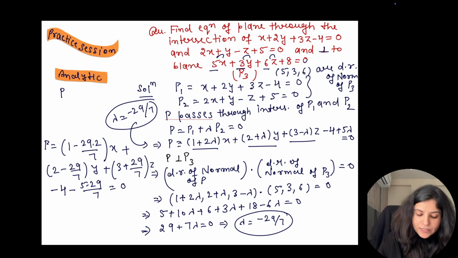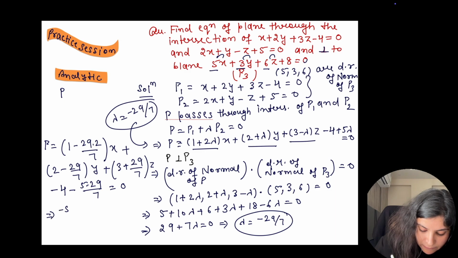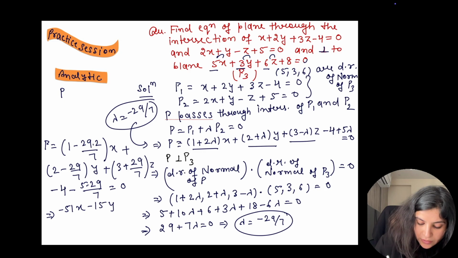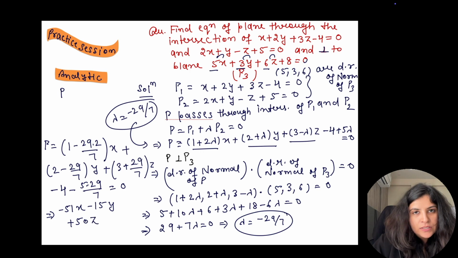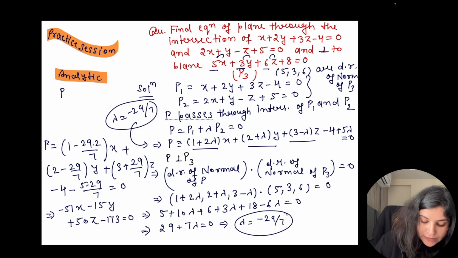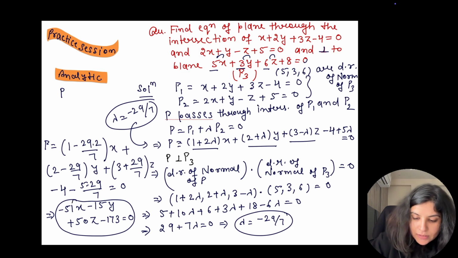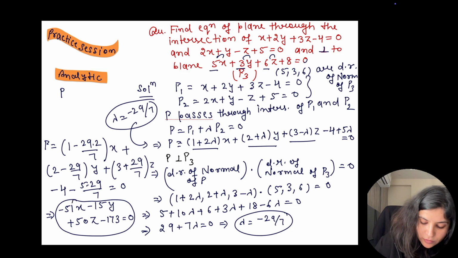Solving it, you will get 7 - 58, that is -51x, 14 - 29, -15y, 21 + 29, 50z, minus 4 - 145/7. So it will be -173. And 7, because it is the LCM, has been cancelled from all sides. So this is the equation of my plane. So this is our answer. This is the required equation of my plane and this is our final answer.